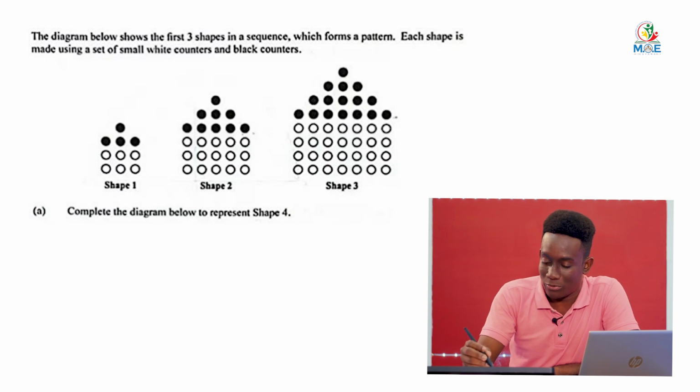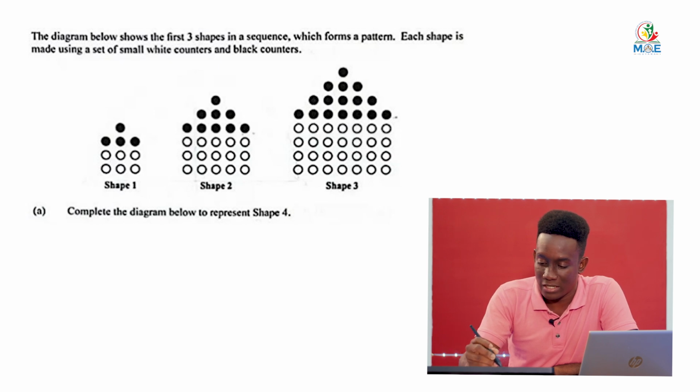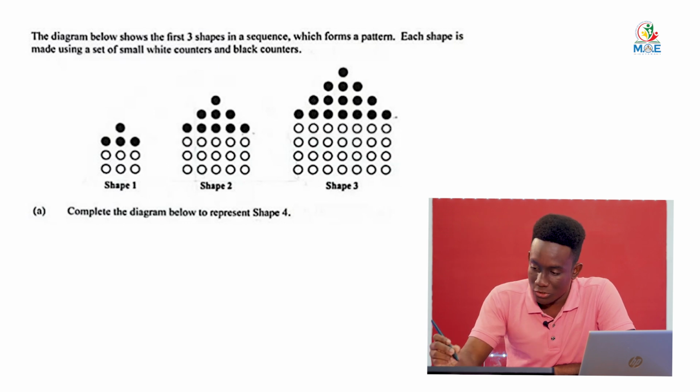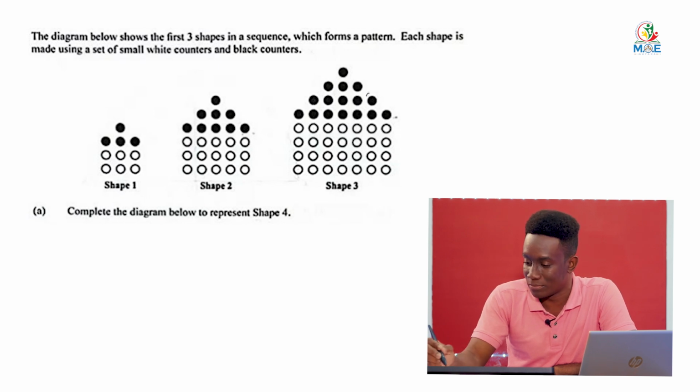And then for shape 2, we have 1 at the top, followed by 3, and then we have an additional 2 at the side, and then we have 3 rows to follow with the same numbers here. So for shape 3, we have 1 at the top, 2 extra black ones at the side, another 2 extra black counters at the side, and another 2 black counters at the side. And then we have 1, 2, 3, 4 rows to follow.